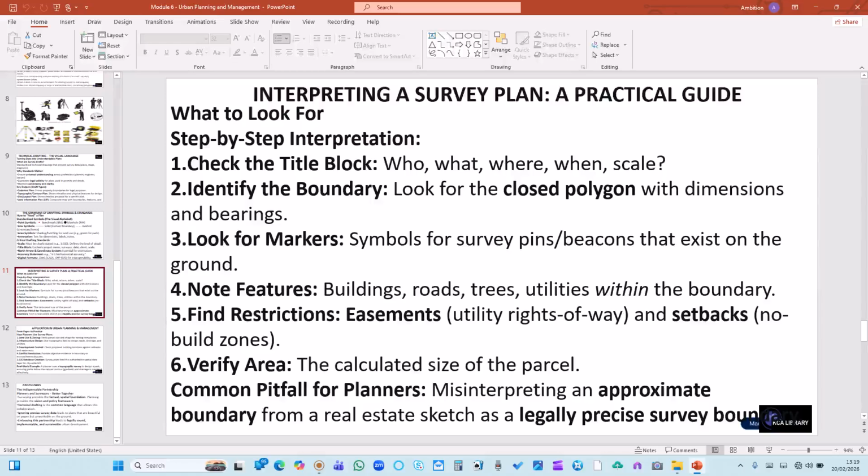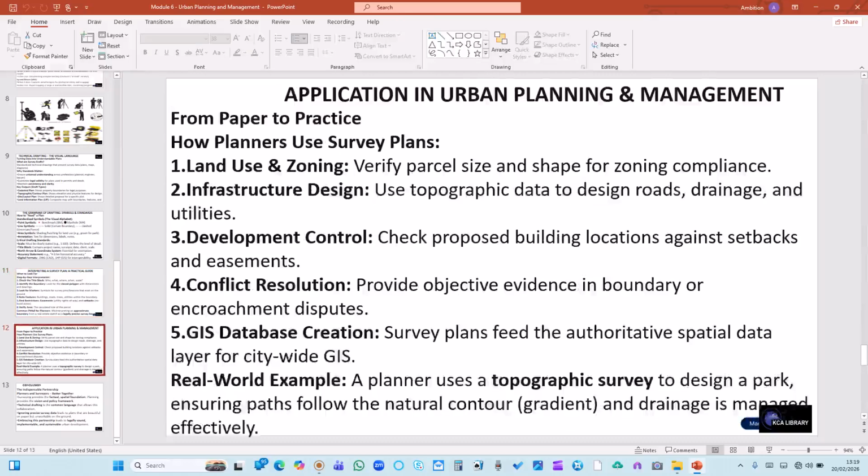Then the common pitfall for planners is misinterpreting approximate boundaries from a real estate sketch as legally precise survey boundaries. So this must be avoided.